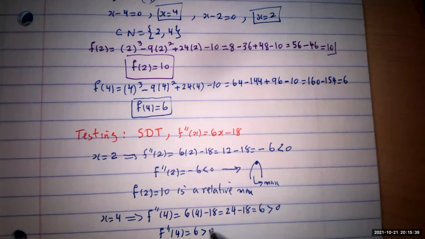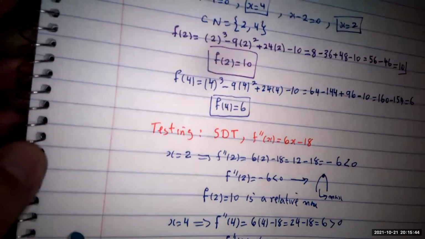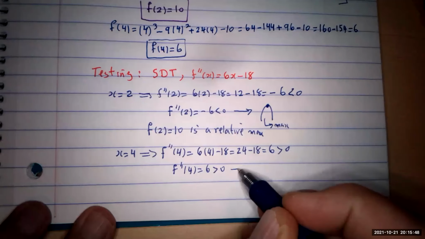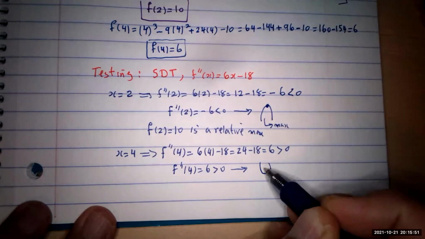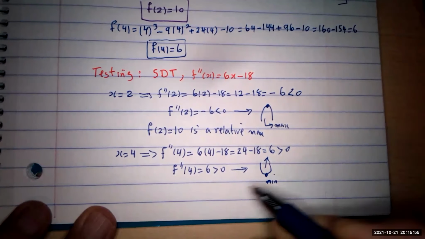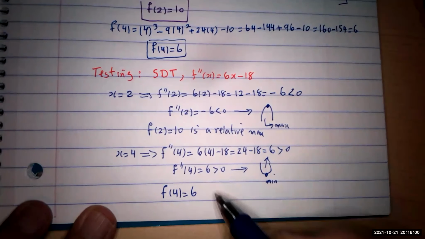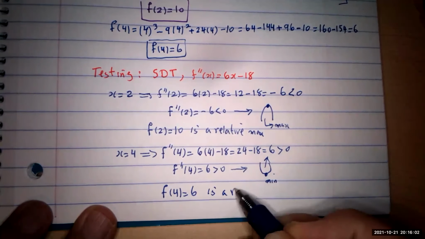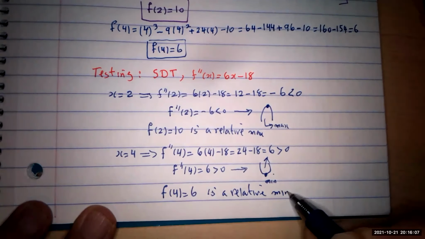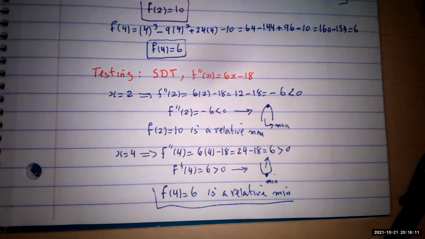6 is positive. But remember, f double prime is what? F double prime is your concavity. So this means that the graph of the function is what? Positive means upward. So we get the minimum. So this means f of 4, which was equal to 6, is going to be a relative minimum. And you are done. Very nice test, very nice one.